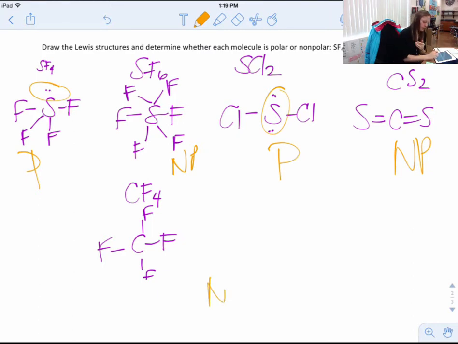CF4 is also going to be nonpolar, because all of those F's are going to pull equally. Now, like I mentioned a minute ago, if you change one of these fluorines to something else, that makes it polar. Because now that particular atom or element is not pulling on those electrons the same as everybody else, which throws everything off, which makes it polar.